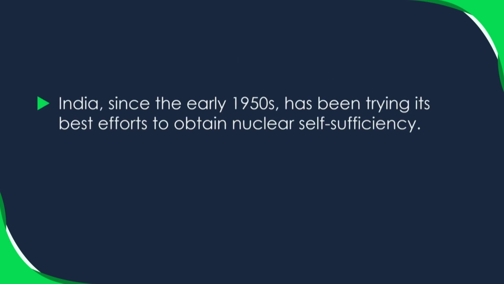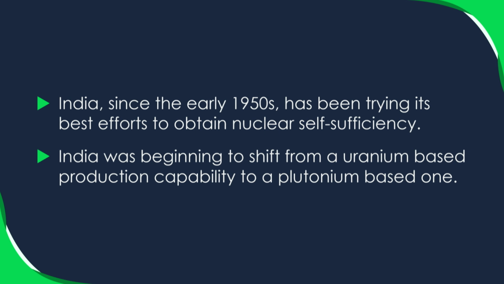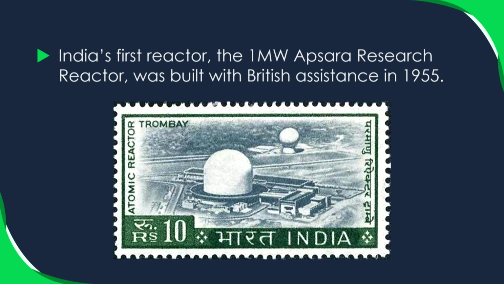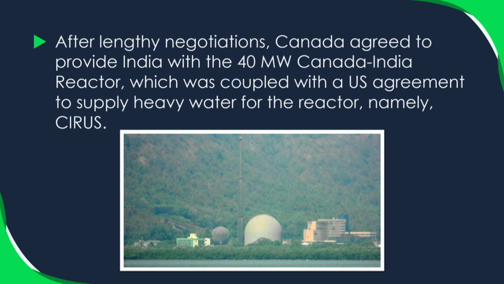first director. India, since the early 1950s, has been trying its best efforts to obtain nuclear self-sufficiency. India was beginning to shift from a uranium-based production capability to a plutonium-based one. India's first reactor, the 1 megawatt Apsara research reactor, was built with British assistance in 1955. After lengthy negotiations, Canada agreed to provide India with the 40 megawatt Canada-India reactor, which was coupled with a United States agreement to supply heavy water for the reactor, namely Cirus.